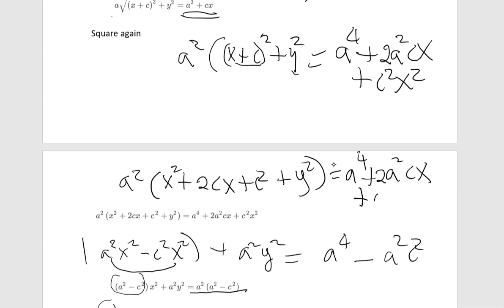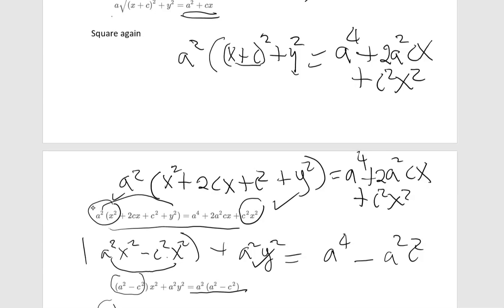And that is equal to a to the 4 plus 2a squared cx plus c squared x squared. And now what I'm going to do is take out, that's what you have here, right? I'm going to bring a squared x squared coming from this, and there is a c squared x squared, I'm going to bring down to one side. So I get a squared x squared minus c squared x squared. So that's taken care of these two. What else is there? I can see an a squared y squared, and that's this one, right? So this is taken care of.